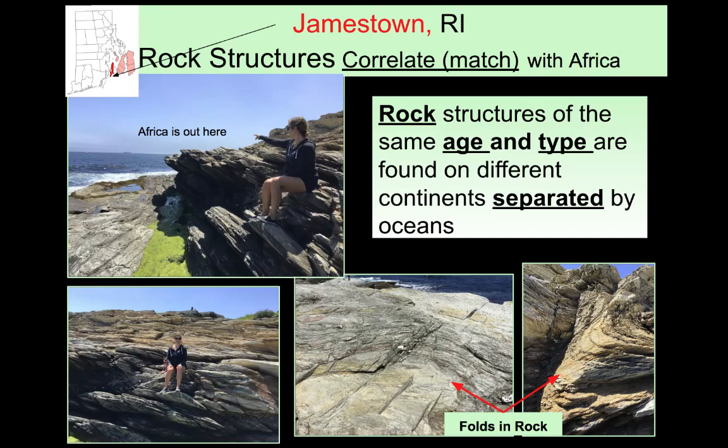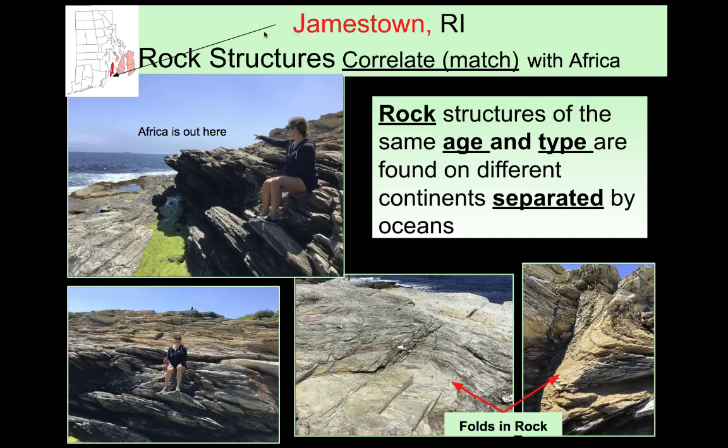And there is evidence all throughout the rock at Beavertail National Park in Jamestown that suggests a collision occurred at one time in our geologic past. And there's also evidence of age of rock and the type of rock, which correlates to Africa.